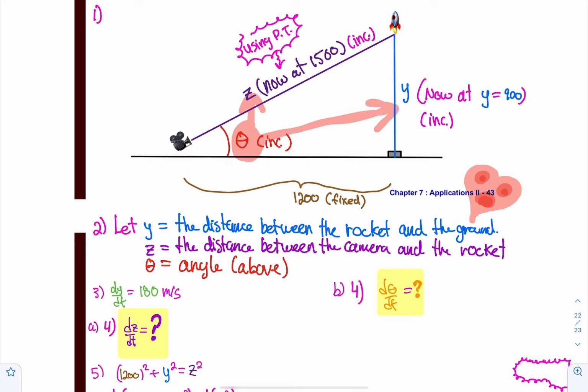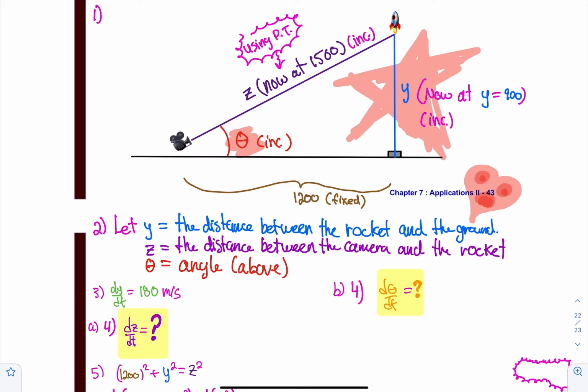Because z was really the star of part A, I'm going to try to find a formula that links theta with the other variables and uses whatever's given to us. We had to compute the actual value of z right now. We had to compute dz/dt. So is there a way to create a formula that links theta with what's given? When I look at my right triangle, to get a formula for theta, I'll have to use a ratio, either a sine ratio, a cosine ratio, or a tan ratio.